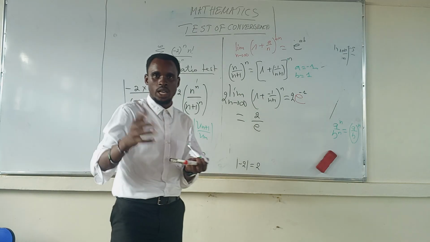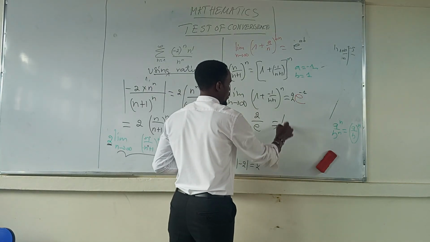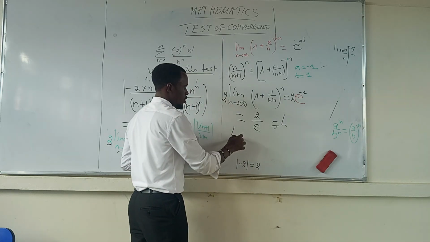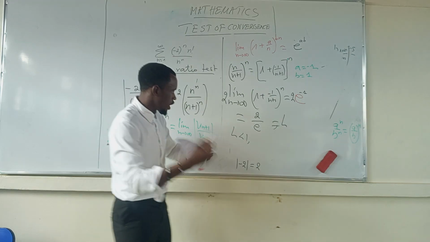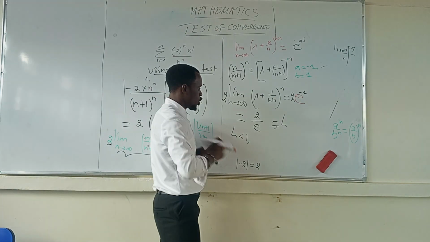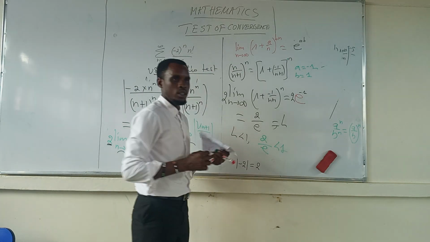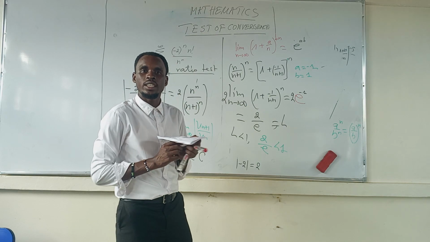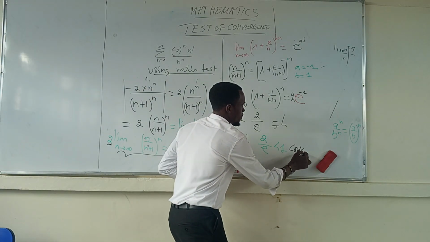You can check in your calculator. Remember that I said this is the value for a, and if it is less than 1, we say this is convergent. If you check in the calculator, you will automatically find that 2 over e is less than 1. What is the conclusion then? The conclusion is that this is convergent.